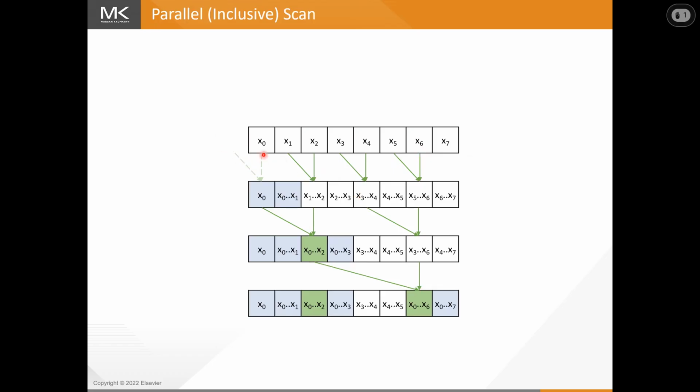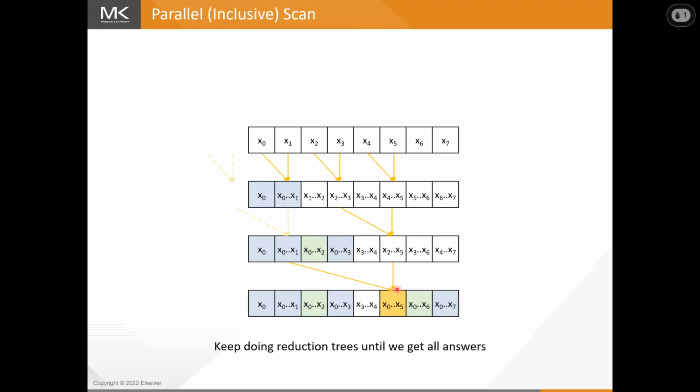But one thing you'll notice is that when I do a reduction tree for element 6, I also get the value for this element over here, x0 to x2, as a byproduct. So now when I did a reduction tree for element 6, I'm also getting the result at element 2. So now I'm still missing the elements at positions 4 and 5. I could do a reduction tree for the element at position 5, and I could also do another reduction tree for the element at position 4.